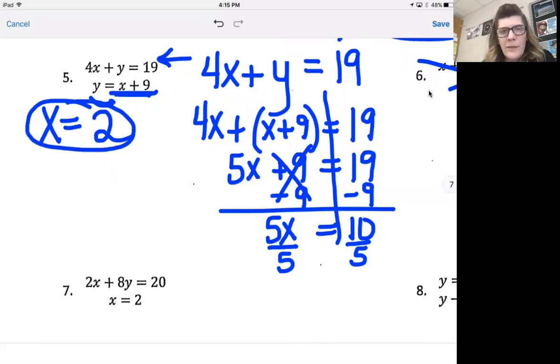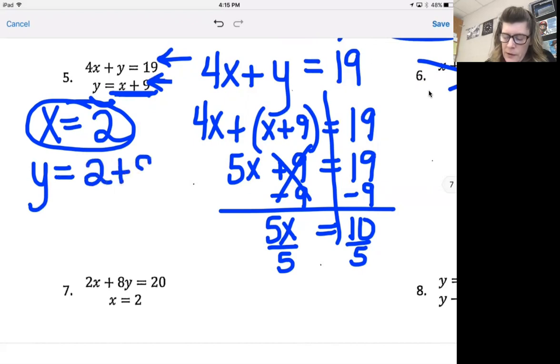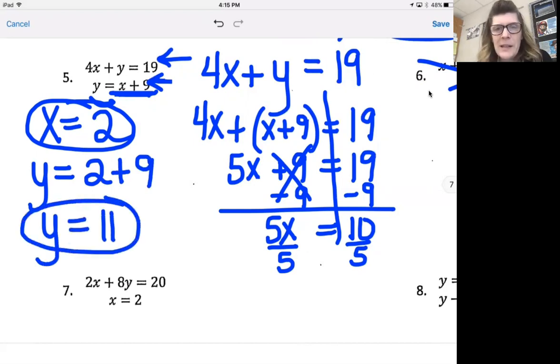But now we have to go back into one of the equations. Doesn't matter which one, but I'm going to tell you what, this one's easier than the other one to solve for. So we know that x is equal to 2. So I'm going to put 2 in for x. And that's going to tell me that y is equal to 11. So that is the solution. So that means if I graphed these two equations on a coordinate plane, the point of intersection would be 2, 11.